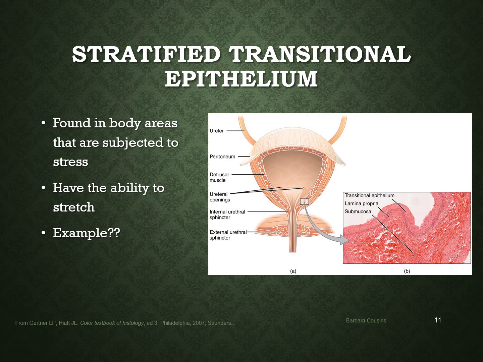Now, I typically get questions about the uterus and what type of cells are there, and are these transitional epithelium? The answer is no. The uterus has specialized cells called prismatic cells that line and comprise the uterus.